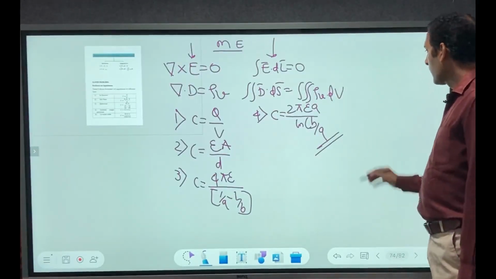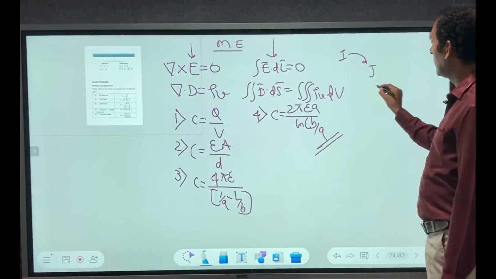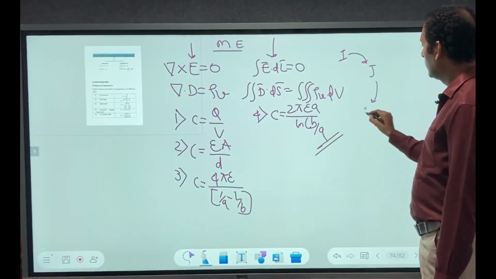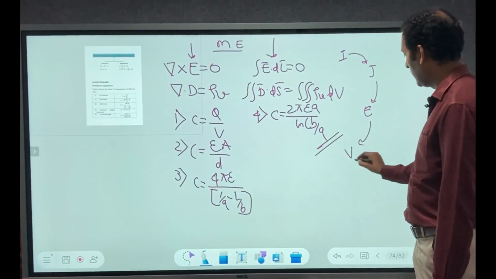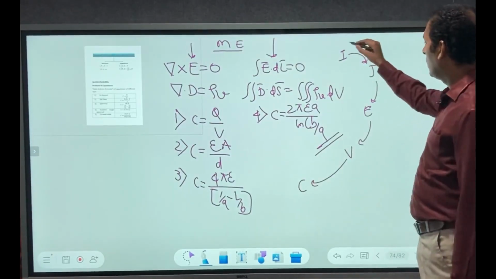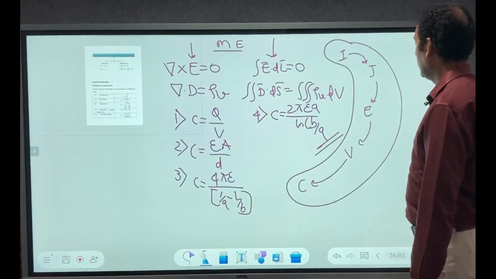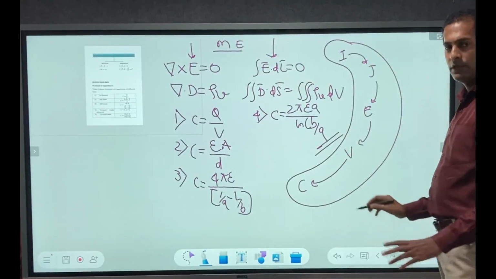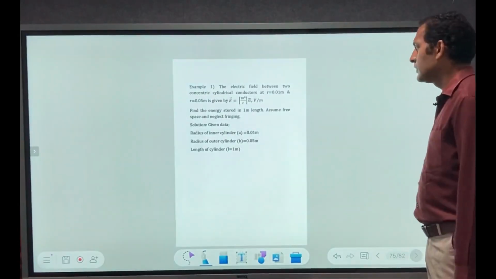It's all about how we started with current I, then we discussed current density, then electric field intensity, then voltage, and then capacitance. All of them depend on each other. There are different forms for each other. So this is about this chapter.